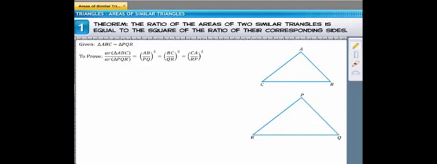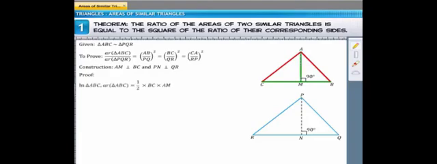To begin with, let's draw altitudes AM and PN on sides BC and QR respectively. Consider triangle ABC. Its area is equal to half the product of the base BC and the altitude AM. Similarly, the area of triangle PQR is equal to half the product of the base QR and the altitude PN.